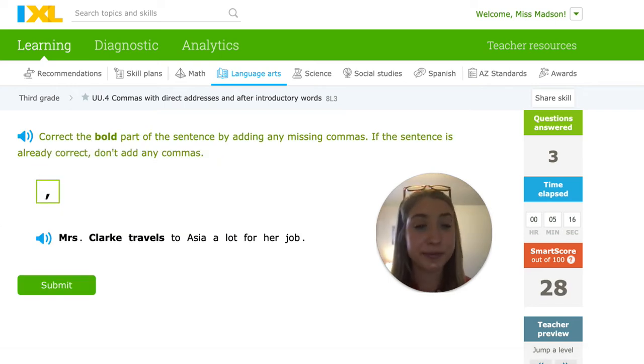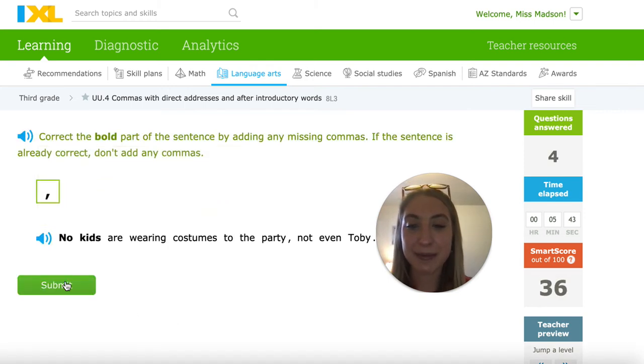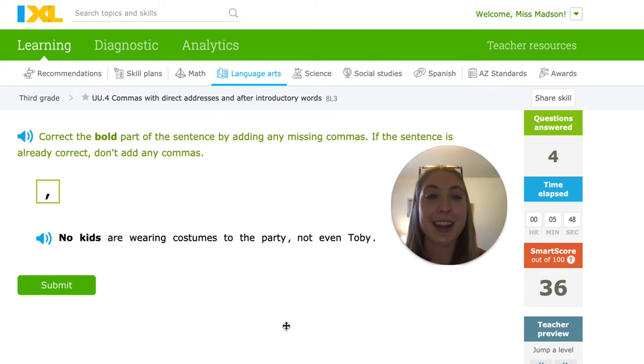So now we're going to look at this sentence. Mrs. Clark travels to Asia a lot for her job. So we see the name Mrs. Clark, but are we directly addressing Mrs. Clark in this sentence? Are we saying this to Mrs. Clark? No, we're just saying a sentence that Mrs. Clark travels to Asia a lot for her job. So since we're not directly addressing her, saying this sentence to her, we do not need a comma. It's just a normal sentence. So we just submit.